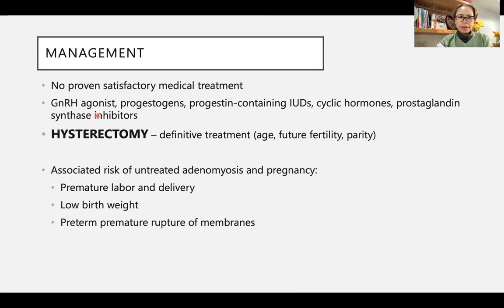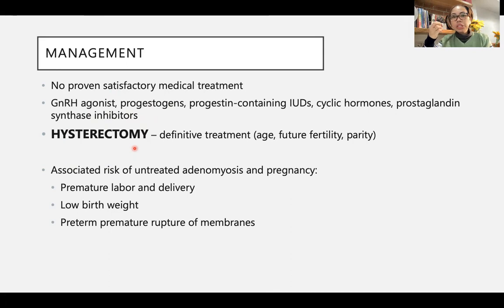What to do? There is no proven satisfactory medical management for adenomyosis. We have several medical managements mentioned here, similar to leiomyoma, but hysterectomy remains the definitive treatment. Again, consider the age, the future fertility plans, and the parity of the patient.